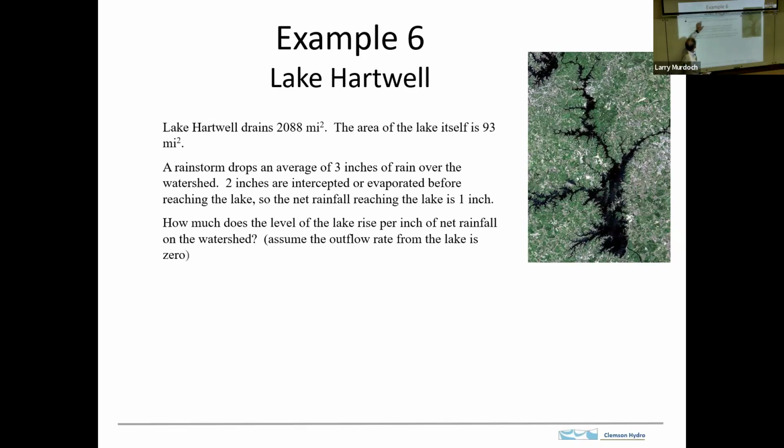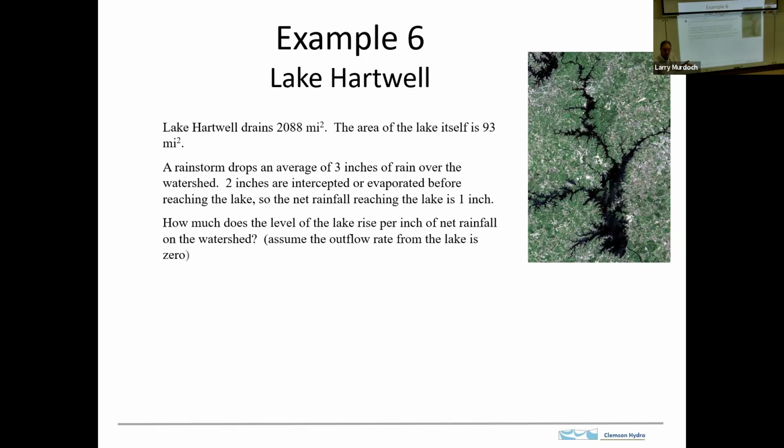So the Lake Hartwell drains that many square miles. So that's the drainage watershed, and the area of the lake is 93 square miles. So pretty good sized lake. And then there's a rain that drops 3 inches over the watershed. 2 inches are intercepted or evaporated, so put back in the atmosphere, but 1 inch reaches the lake. And so how much does the lake level rise as a result of that?